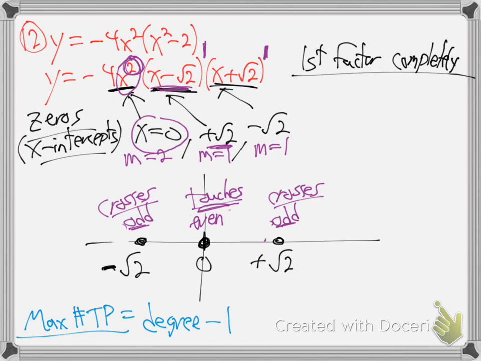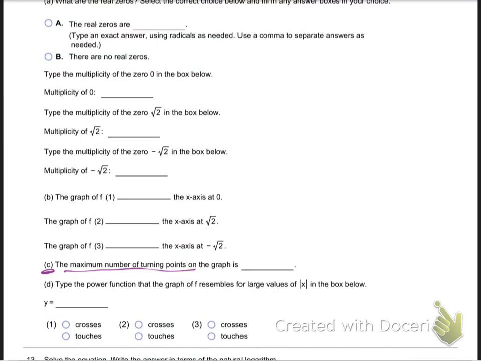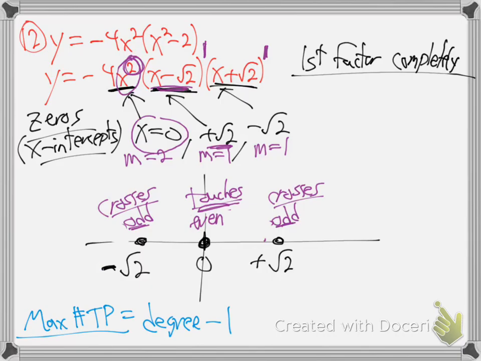So what's the degree? Well, the degree is if you multiplied it out. In fact, are they asking? Yeah, type the power function. So let's find that, and that'll answer everything else. So I called it the end behavior. The end behavior, they said power function, is if you multiplied this thing out.